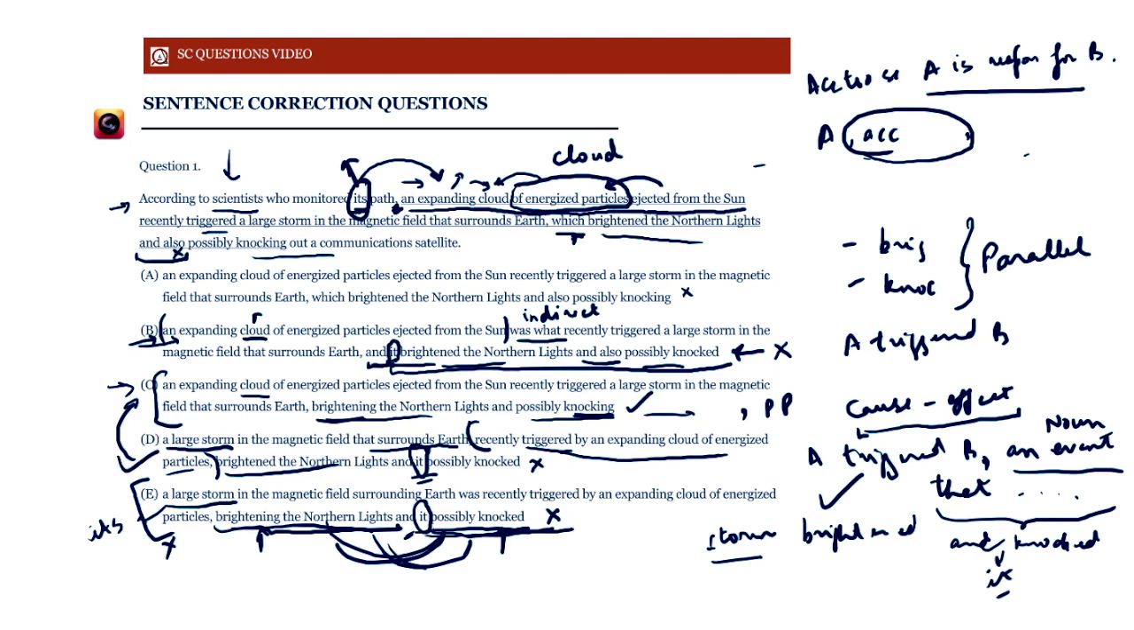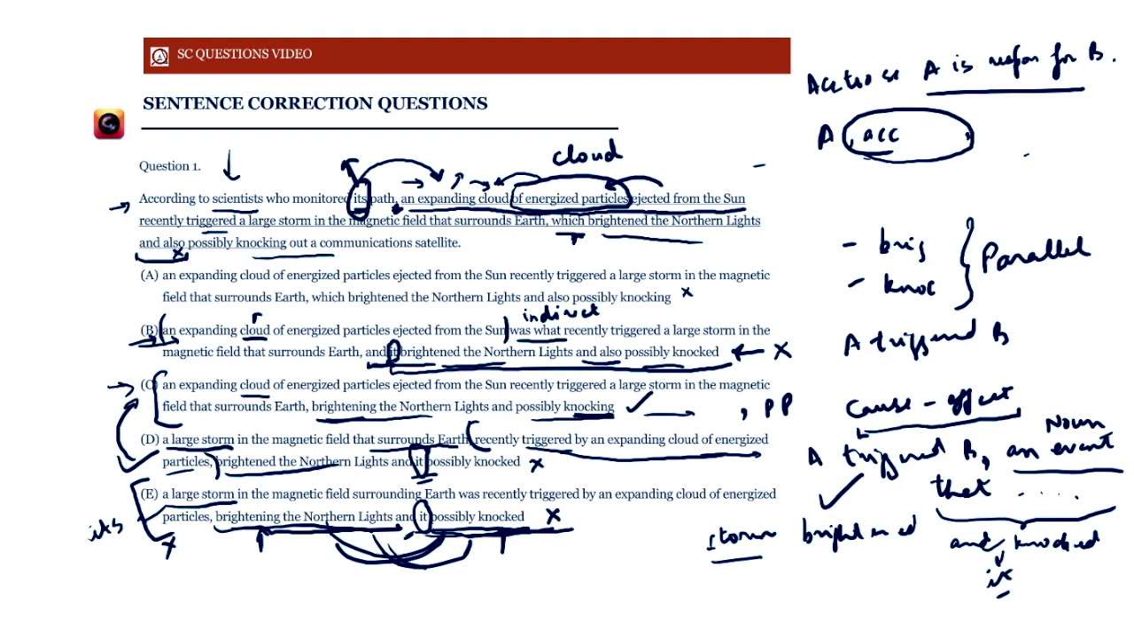But in option D, note that it is not a problem. It works in option D. And why? Because here, this recently triggered by an expanding cloud is just an aside. Yeah, this gives us some additional information about the large storm. It is not the main purpose of the main clause. It just tells us that this storm came into being recently. That recently could be even a month ago. It doesn't matter. But the scientists could have been tracking the large storm.